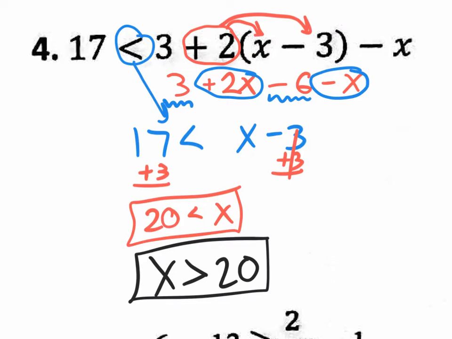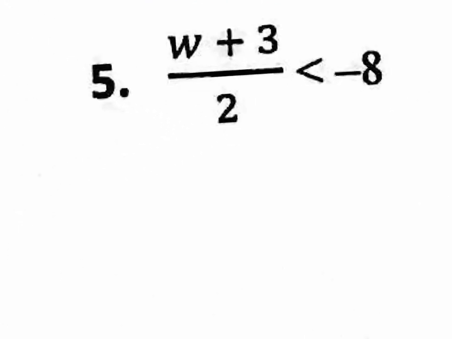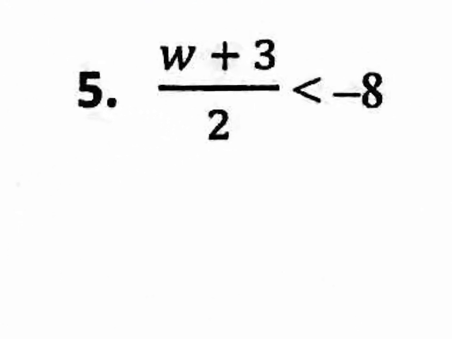Let's move on. Jose, let's look at number 5. What do I do on number 5, Jose, to start getting W by itself? Times by 2. Okay, so let's multiply both sides by 2. Put the 2 up here, put the 2 over here. That way the 2's cancel. And Jose, what's my new inequality going to be?